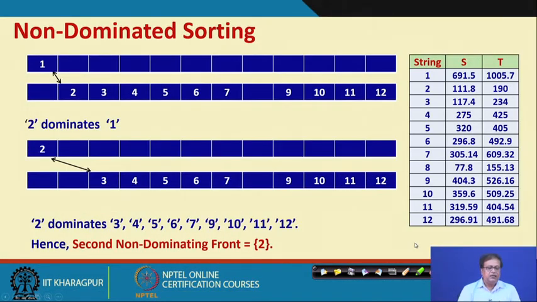Then after that we continue and again we see that 2 dominates 1 and 2 also dominates all the others. Obviously, 8 is gone because 8 has been formed of the first front. So, 2 dominates 3, 4, 5, 6, 7, 9, 10, 11, 12. So, the second non-dominated front will be 2, is all right. So, we have got 2 non-dominated fronts, that is 8 and 2, right.